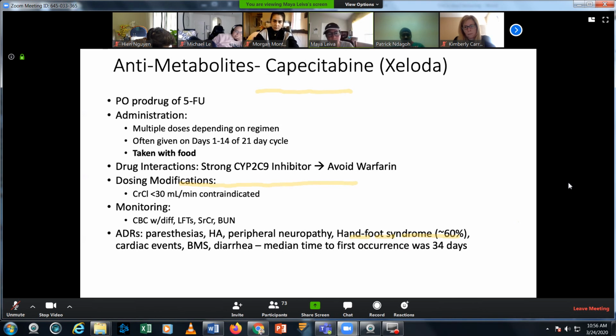And then one thing that's really important is we want to avoid warfarin, because this is a strong CYP2C9 inhibitor. And if your creatinine clearance is less than 30, it's contraindicated. So we don't give it because we know that it's not going to metabolize appropriately, and patients are at much greater risk for hand-foot syndrome. And, again, it can cause the same kind of toxicities as 5-FU, so there's nothing really new here. The one difference I will say is that it does tend to cause a lot more diarrhea, and diarrhea tends to be the reason why we will dose reduce patients.